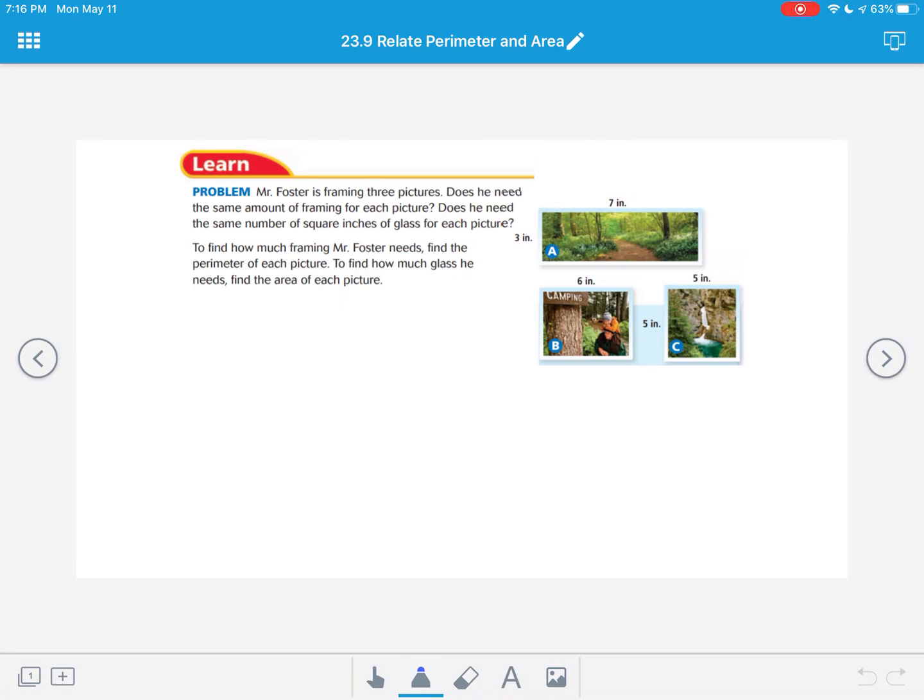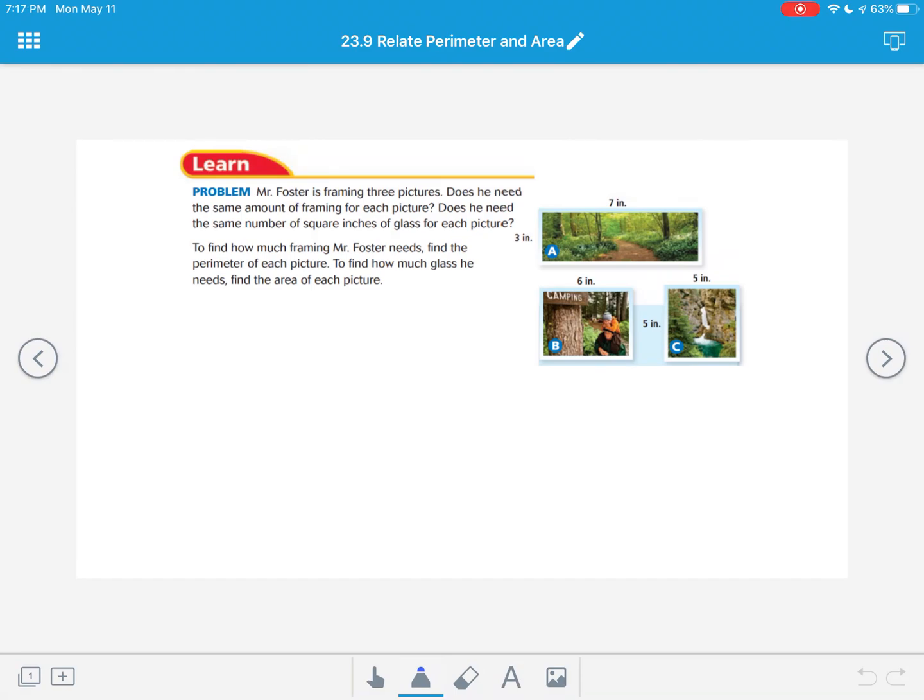We're going to relate perimeter and area and see how shapes that have the same perimeter can have very different areas, or shapes that have the same areas can have very different perimeters. Let's take a look. Here's a problem to get us started.